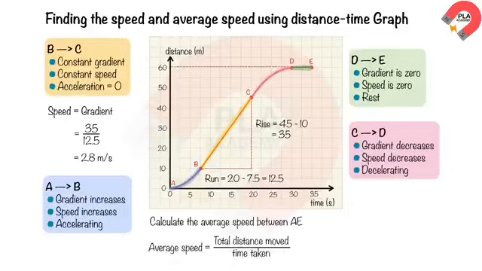We can find the average speed between A to E by the total distance divided by total time taken. The total distance is 60 meters. The total time is 35 seconds. Therefore, the average speed is equal to 60 divided by 35 is equal to 1.71 meters per second.